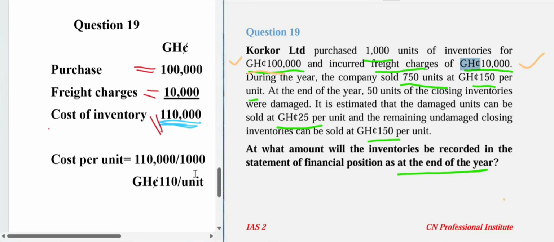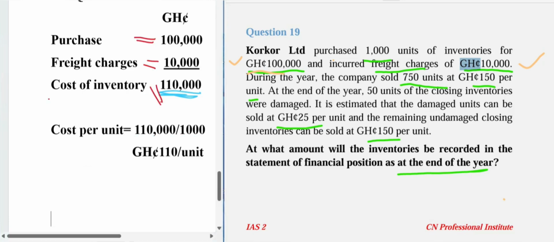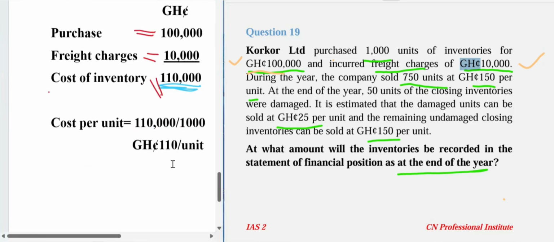Let's continue. So the requirement says we should find the value of the what? This is: what value would the inventory be recorded at in the financial position? So the closing inventory, what value do we attribute to it? Now we're told that at the year end, 50 units of the closing inventories were damaged. So out of the 250, 50 was damaged.